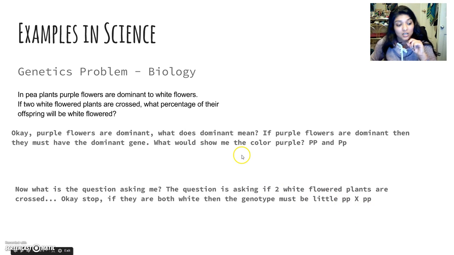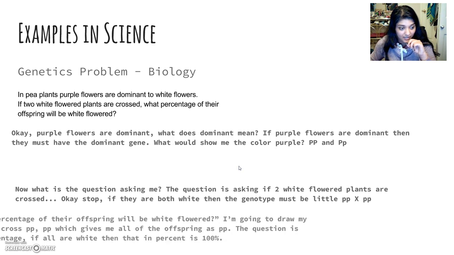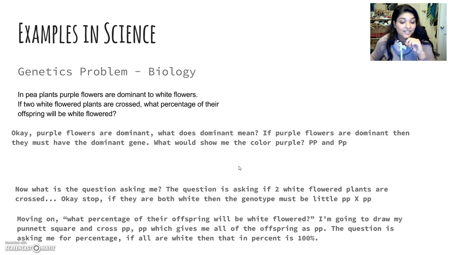And here I would model for my students how to draw the Punnett square and where I would put little p. Now the question is asking me what percentage will be white-flowered. So after I do my cross and do my Punnett square, I'm going to see that all of the offspring come off as little p. All of them. So the question is asking me for percentage. So if I'm trying to represent all of them, it would be 100%, right? And so that's exactly how I would model this. This is how I thought about the problem.